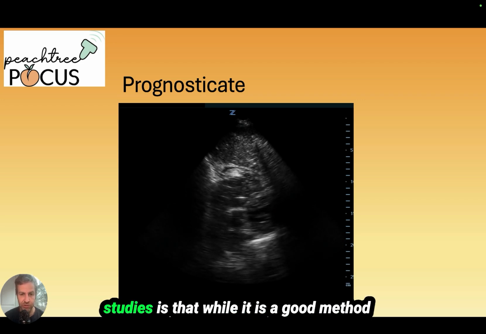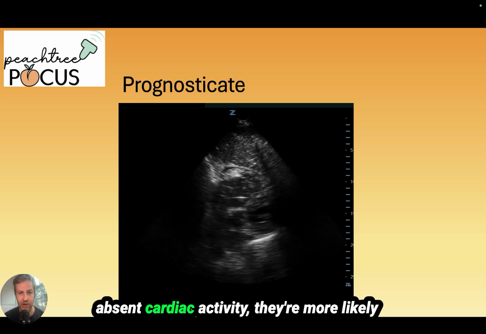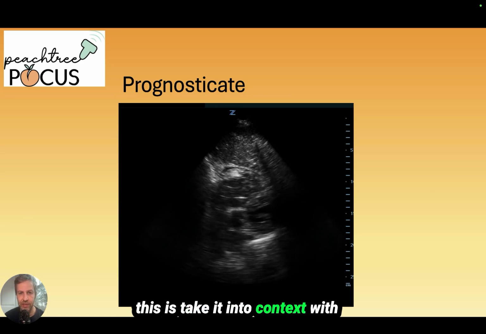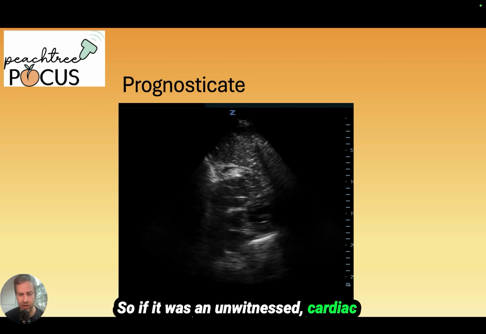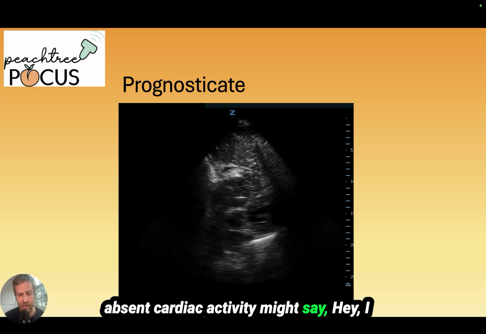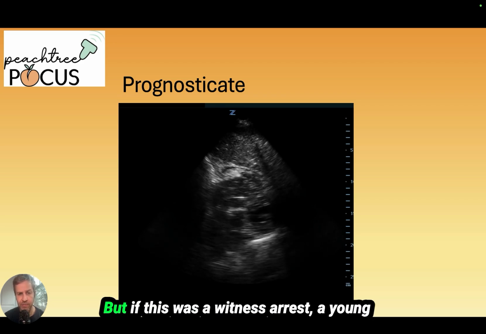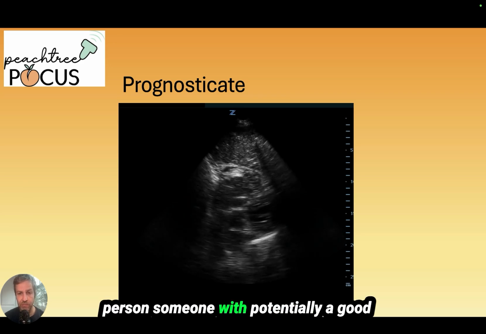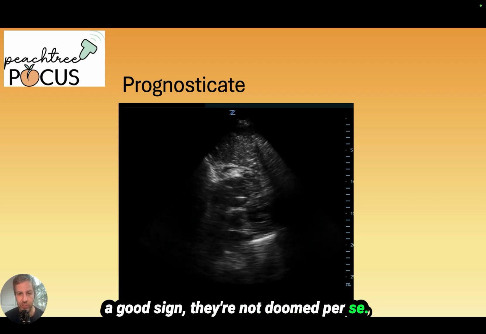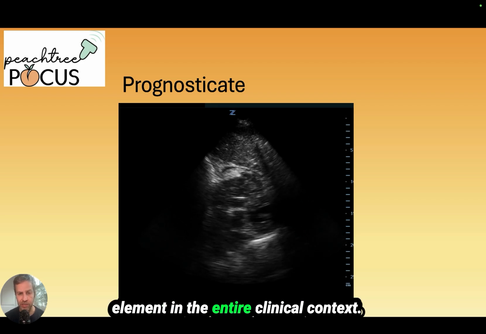But what was found in subsequent larger studies is that while it is a good method of prognostication, that if someone's got absent cardiac activity, they're more likely to have a poor outcome, it's not absolute. And so what you need to do with this is take it into context with the rest of your clinical context. So if it was an unwitnessed cardiac arrest and someone older and sicker and they'd been down for a long time, then absent cardiac activity might say, hey, I can probably stop the resuscitation now because the resuscitation will be futile. But if this was a witnessed arrest, a young person, someone with potentially a good outcome, just because they don't have cardiac activity, well, that's certainly not a good sign. They're not doomed per se. You've got to take this finding as a good prognosticator, but also just one element in the entire clinical context.